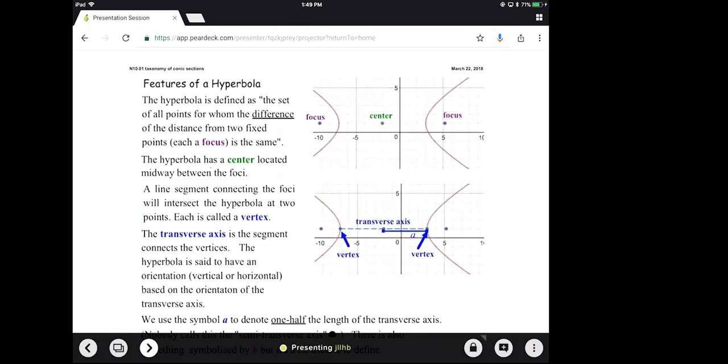So the transverse axis, which means the across axis, goes across from one branch to the other, and kind of plays the role of the major axis in the ellipse. Right, they're sort of evil twins of each other. And the transverse axis is like the major axis. So again, half the transverse axis will get the symbol A. All right. There is, in fact, a thing symbolized by B, but its definition is not nearly as geometrically obvious. So I'm going to punt on it for a couple of slides.